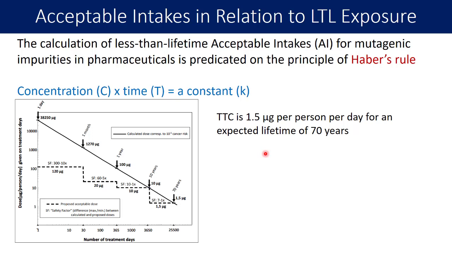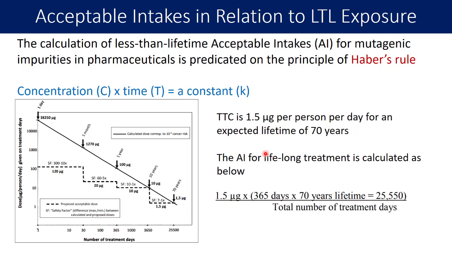I'm so sorry, not in a day. In a day, it will be 1.5 micrograms. Now this is over a period of 70 years. Let us understand how the acceptable intake for lifelong treatment can be calculated. This is the calculation formula, again provided in the ICH M7 guideline: 1.5 micrograms multiplied by the number of days in 70 years, which is 25,550 days, divided by the total number of treatment days.